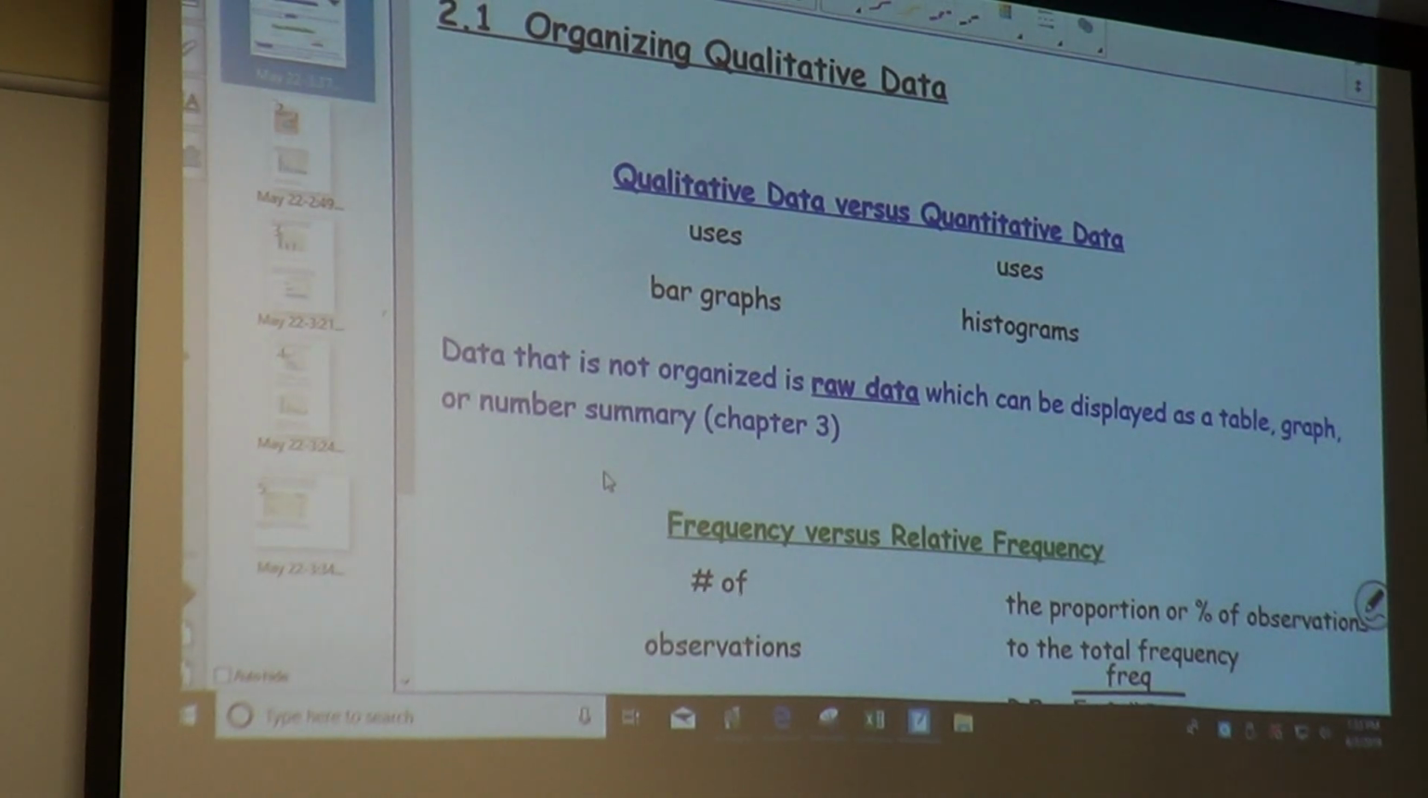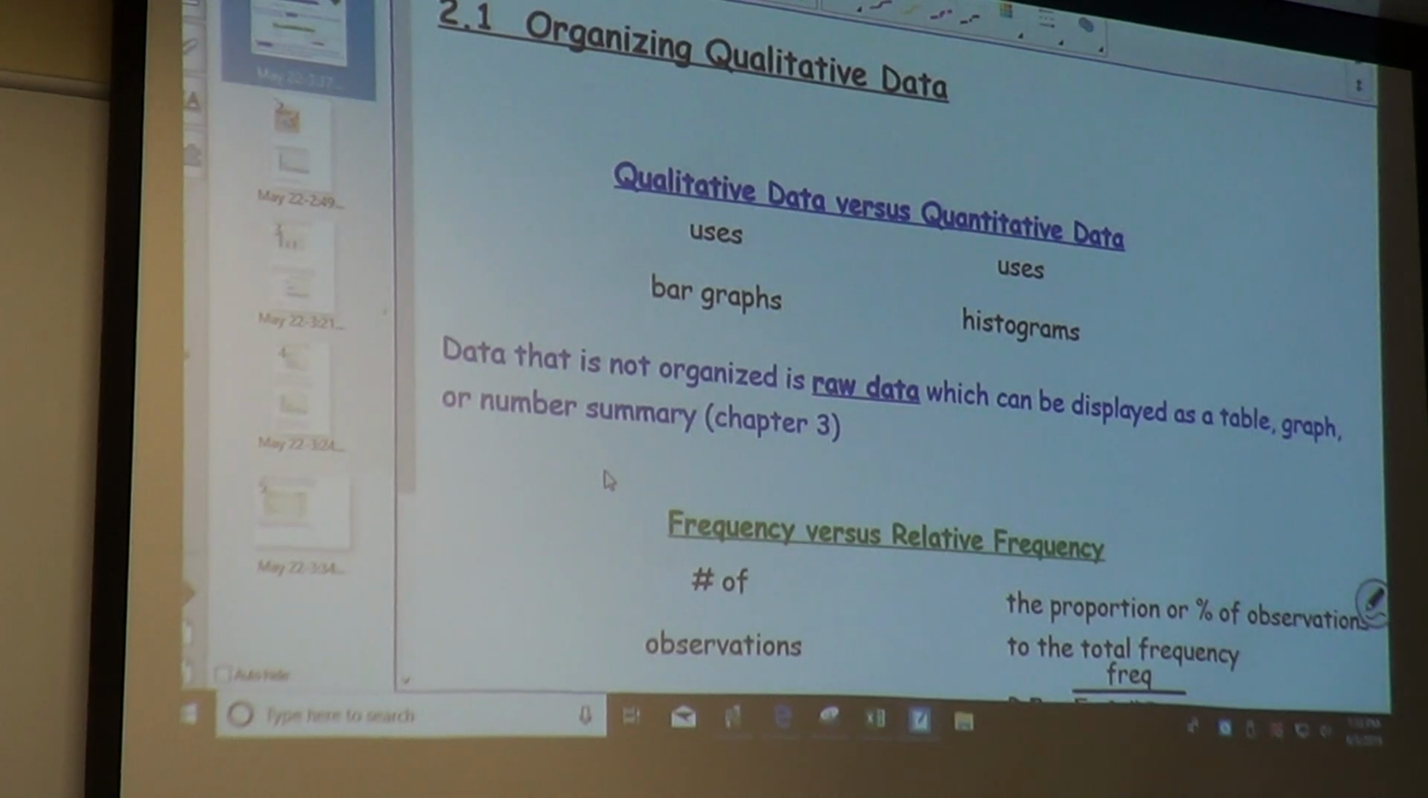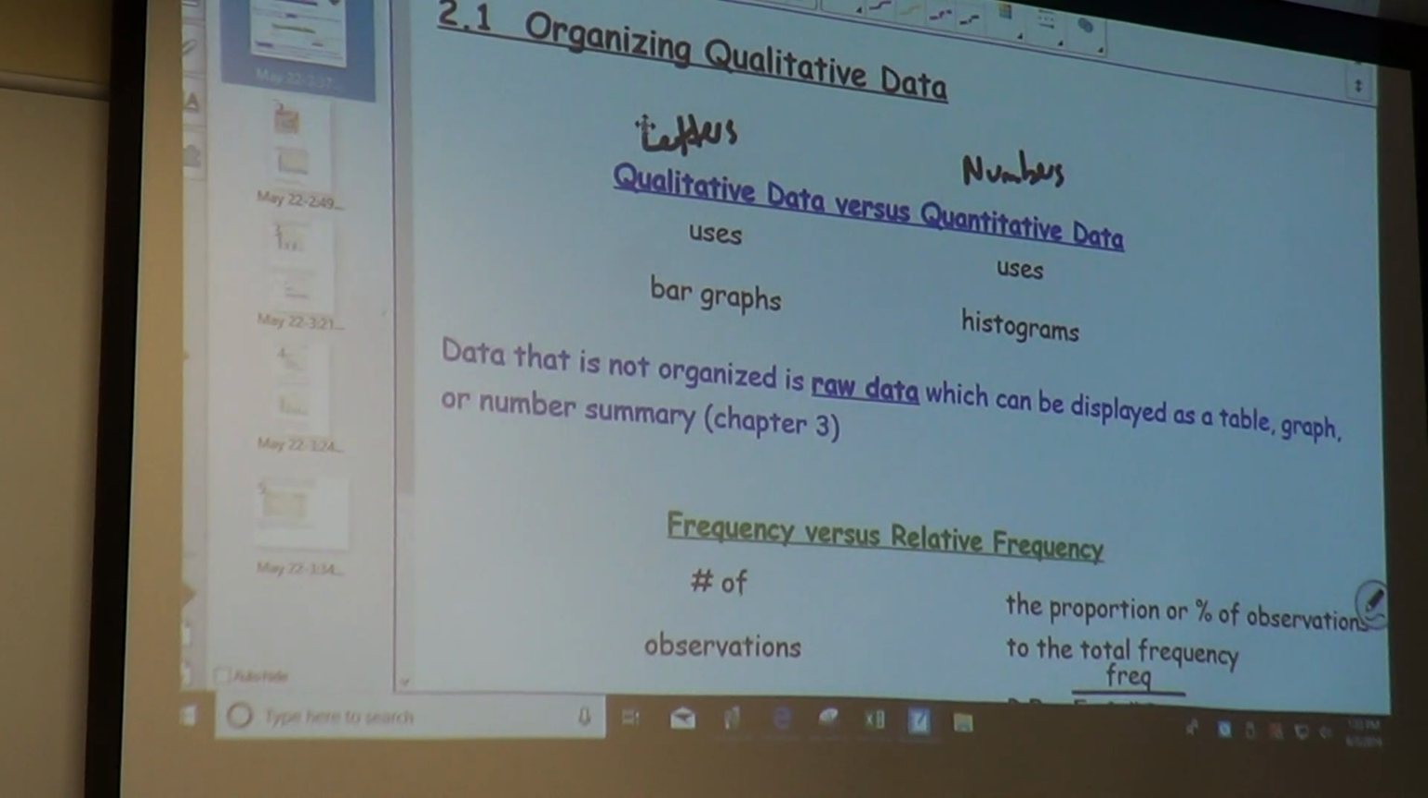2.1, qualitative. What do we say about qualitative? Letters. Quantitative is numbers. So when we take qualitative data, we put it on a bar graph. When we take quantitative data, we put it on a histogram. Do we know the difference between a bar graph and a histogram?